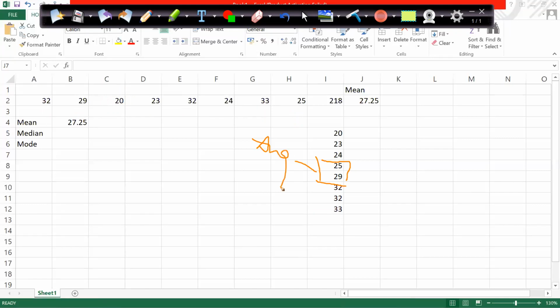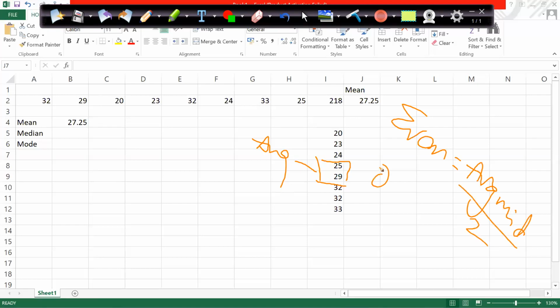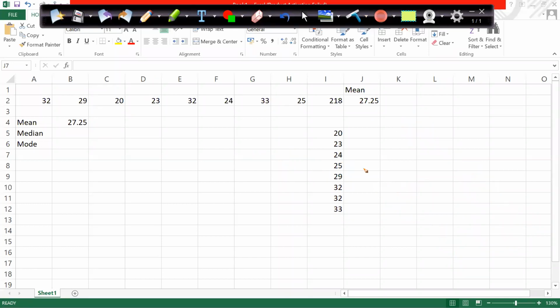That is the average. So I will take the average of 25 plus 29 divided by 2, and that average is actually the median. So when we have an even count, at that point I'll take the average of the middle two values, and when we have an odd count, then obviously I'll take the middle value. So that is how my median is calculated.